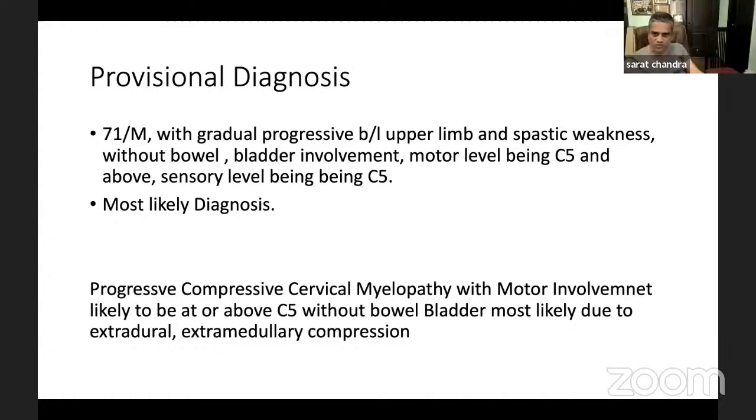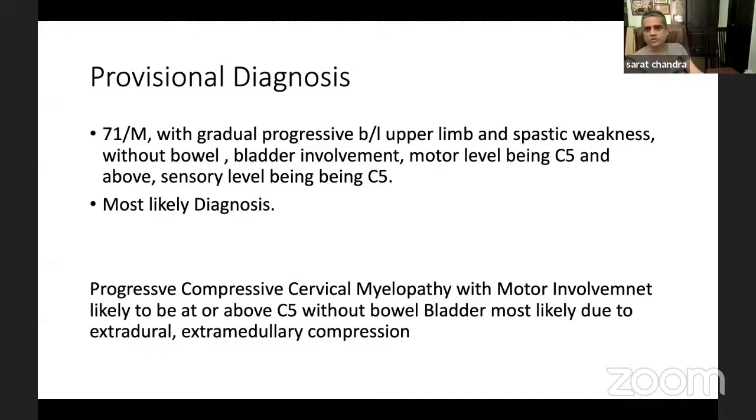Now I want to ask you a question. What is your level of compression? It might be at or above C5 because the patient is not able to do overhead activities right now. So why are you saying above C5? Sir, because the patient right now is having, as I said, difficulty in doing overhead activities, and there is a loss of sensation below the shoulder. That's why it will be above the C5 level, like at or above C5.